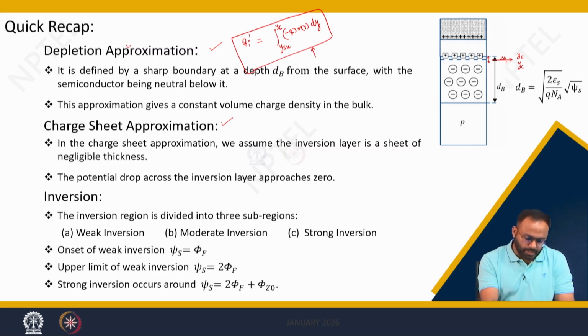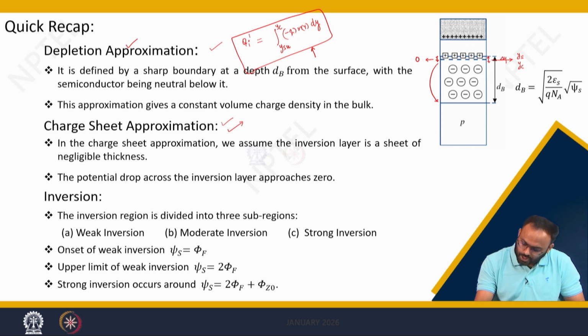We considered the depletion approximation, which says that the entire depletion region is made up of immobile charge carriers only, and hence there are no mobile carriers in it. Second, we considered the charge sheet approximation, meaning the thickness of the inversion charge layer is negligible, and hence the voltage drop across this inversion layer thickness approaches 0. So all the potential will drop across the depletion thickness.